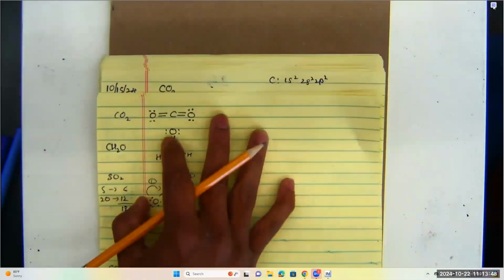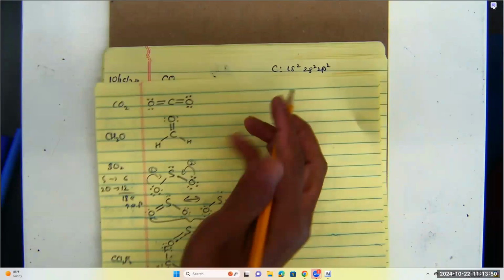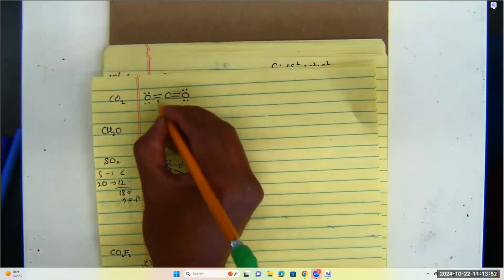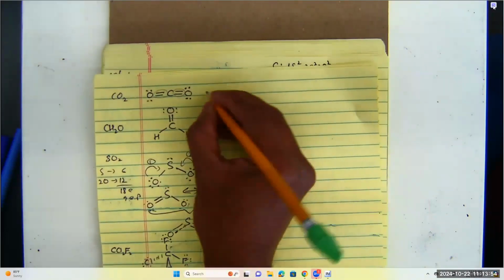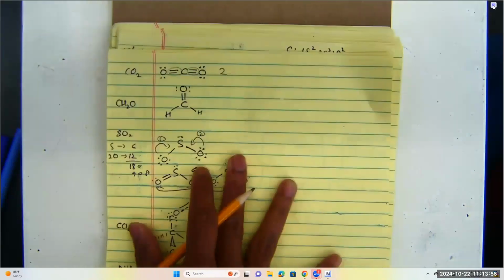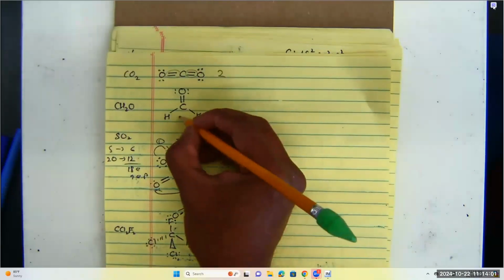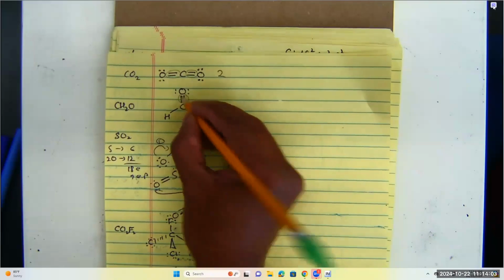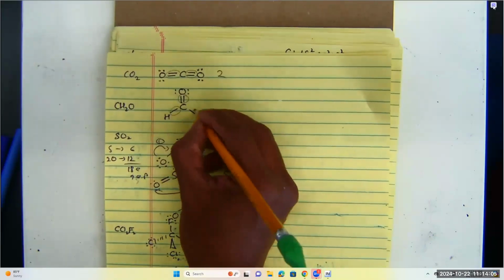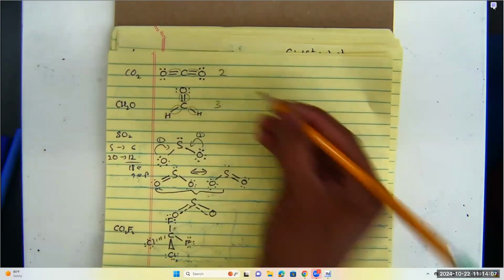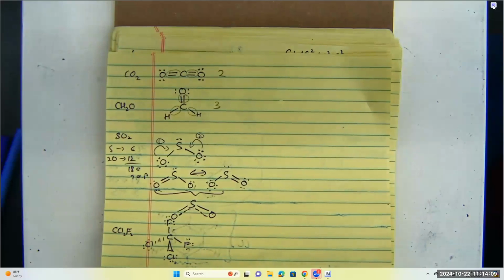Here we go. So around the carbon, which is the central atom, we have a double bond here, electron domain, a double bond here, electron domain. Therefore, we have two electron domains in CO2, right? So in CH2O, here's a double bond, an electron domain. Here's a single bond. Here's another single bond. We have three electron domains in CH2O.